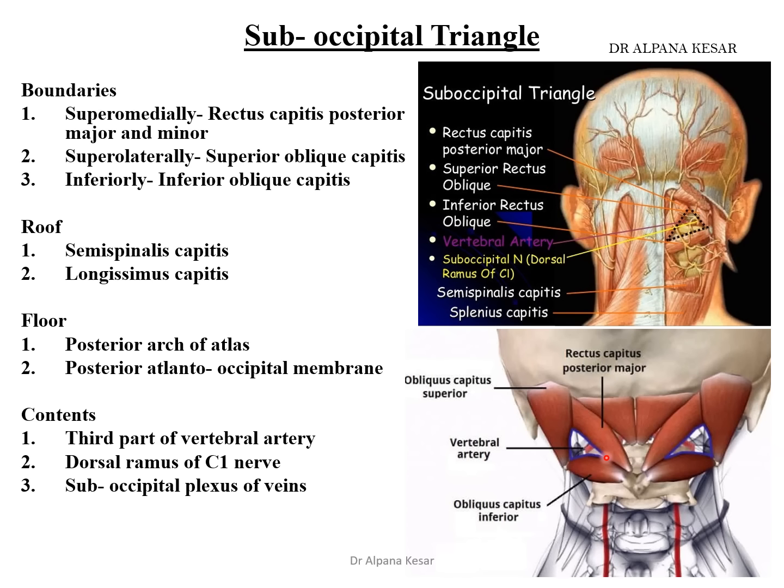The contents of the triangle are the third part of the vertebral artery, which appears in the triangle before entering the foramen magnum. Dorsal ramus of the first cervical spinal nerve appears in the triangle, which also supplies the muscles that form the boundary of the triangle. The suboccipital plexus of veins is present in the triangle that drains the occipital vein and the muscular veins in this region.